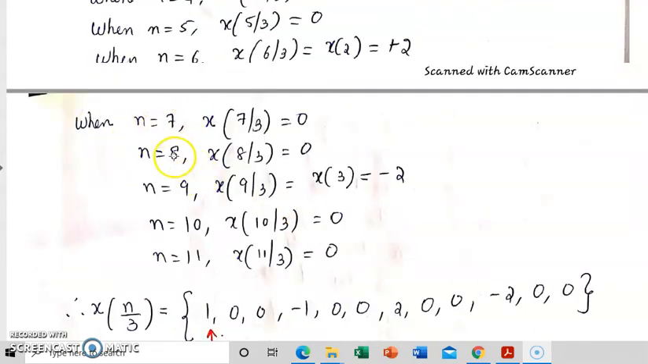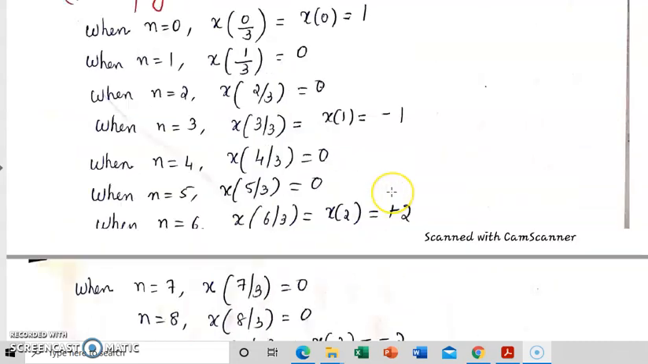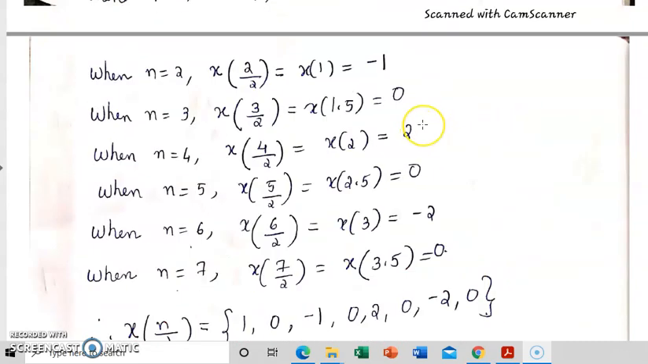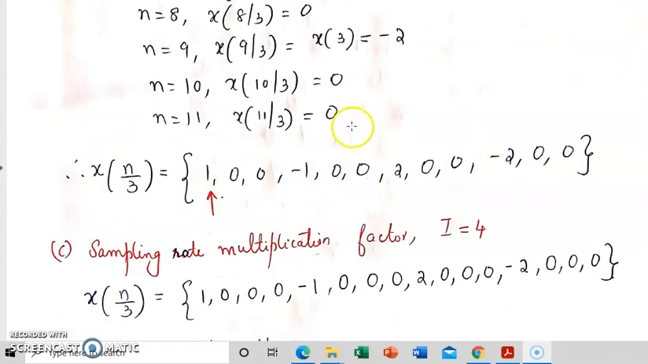Then for n equal to 7 and 8, again, these are not integer values. So the sample will be equal to 0. Again, for n is equal to 9, we have x of 9 by 3, which is x of 3. X of 3 is minus 2. Then we have for n equal to 10 and n equal to 11, x of 10 by 3 is equal to 0 and x of 11 by 3 is also equal to 0. So the upsampled signal is obtained by just inserting 2 zeros between the samples.